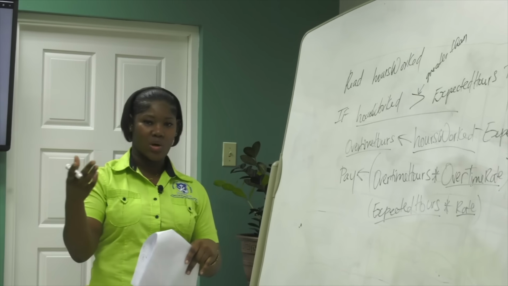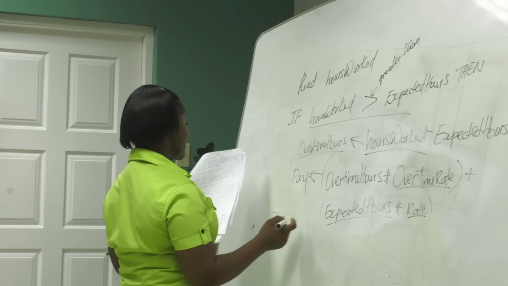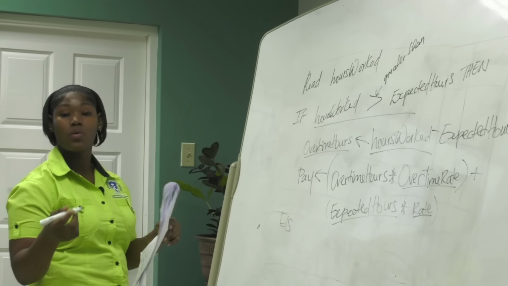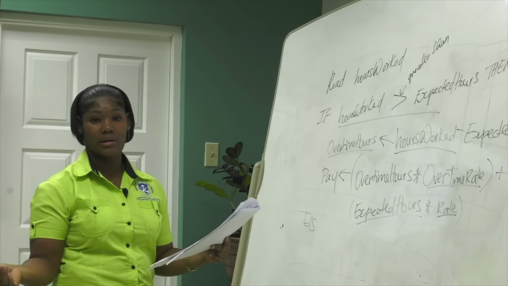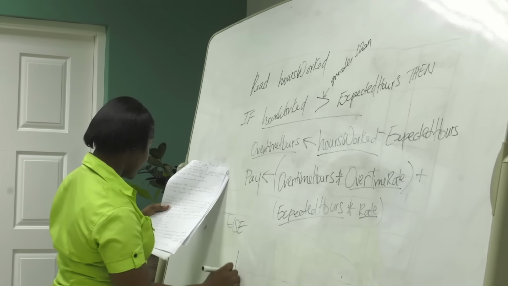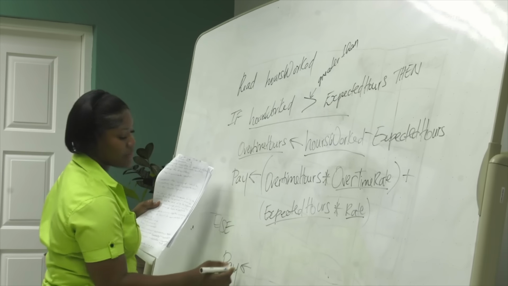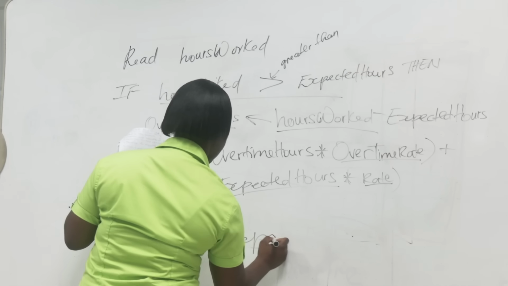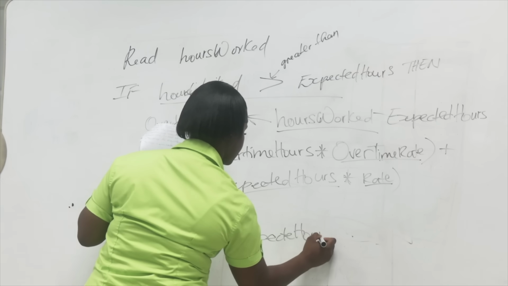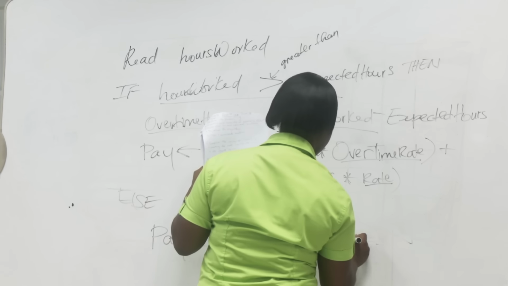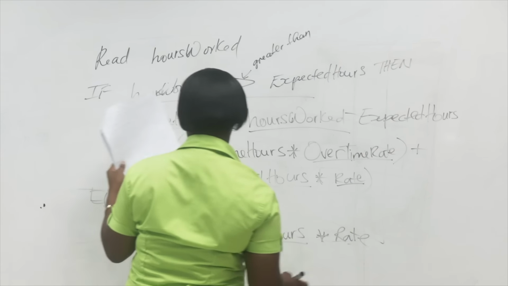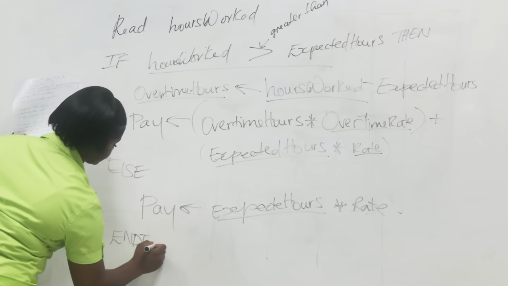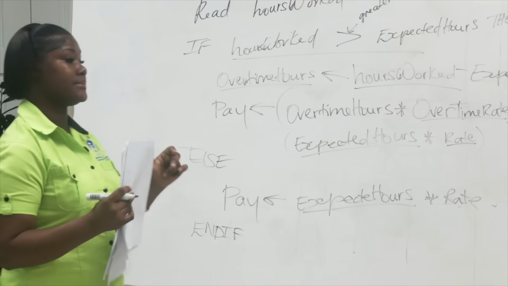Now we have our else. What if it's not true? So we need to add our else, which would now be, so if the person didn't work any overtime, they'd basically get their same regular pay. So the pay would be equal to, and the back arrow means the same as equal, expected hours times regular rate. And of course, end if to end the if statement. And that's basically it.